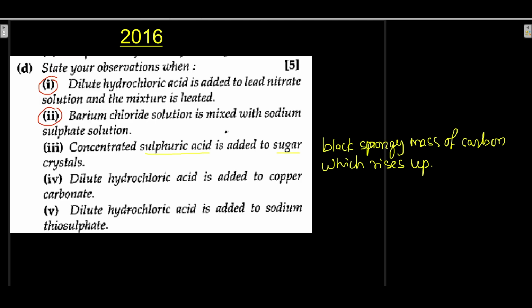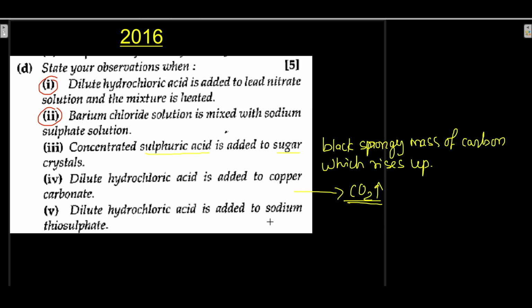Dilute hydrochloric acid added to copper carbonate. Carbonates with acid will give you carbon dioxide gas. So you can write again the test for carbon dioxide. Carbon dioxide turns lime water milky but has no effect on acidified KMnO4 or potassium dichromate solution.